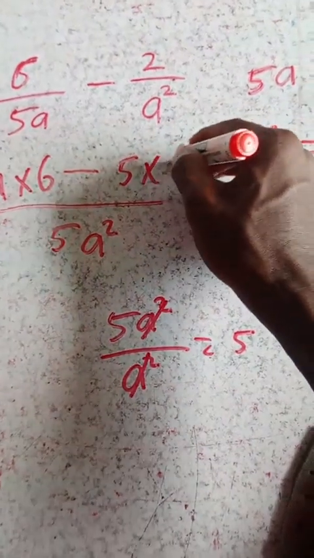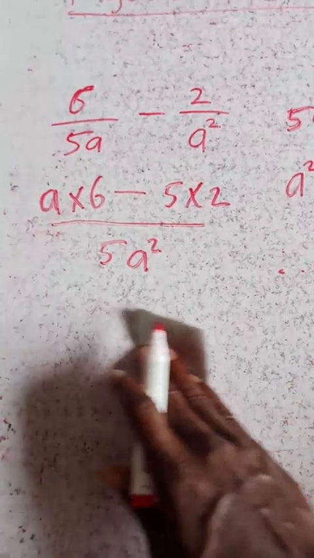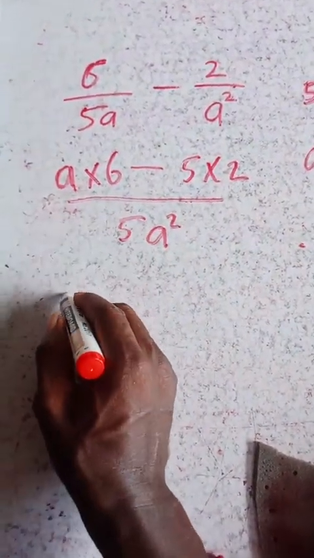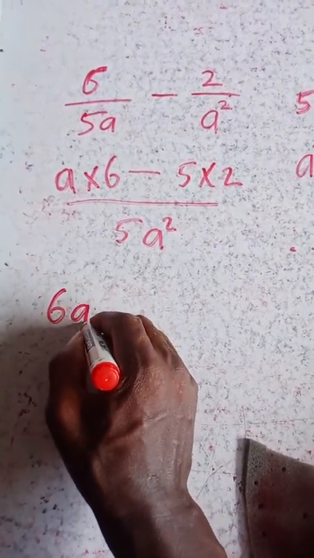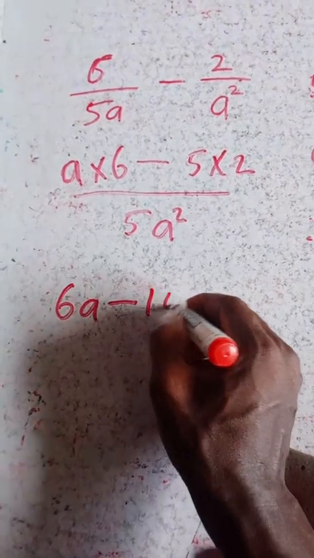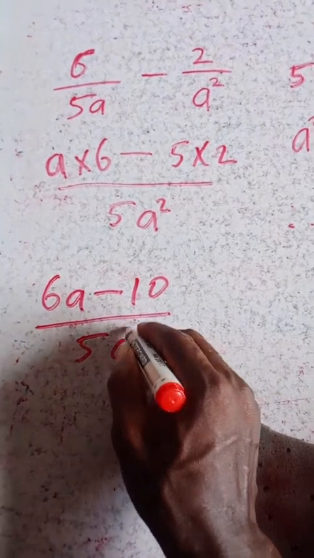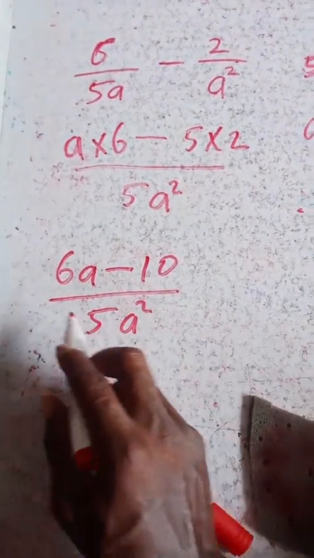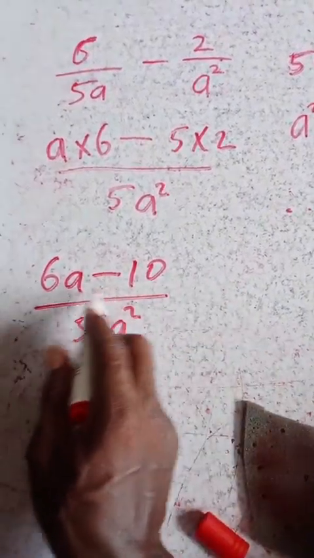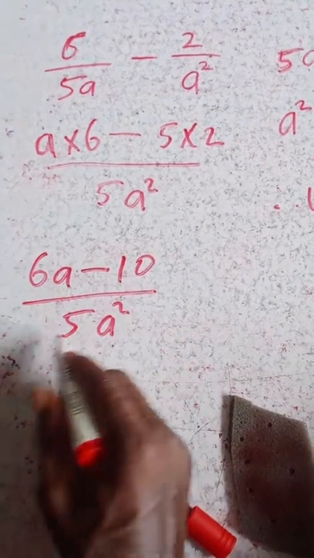Times 2. Are you getting it? So when you multiply it, we have a times 6, which is 6a. Then minus 5 times 2 is 10, then all over 5a squared. So at this point, 6a minus 10, you cannot simplify because they are not like terms, so you leave your answer in this way.